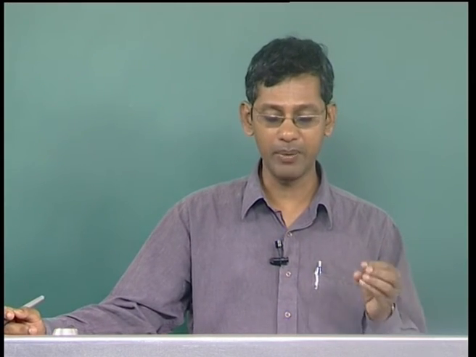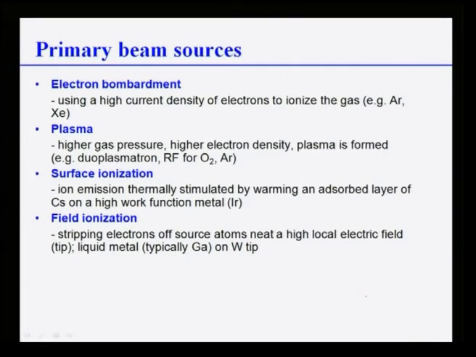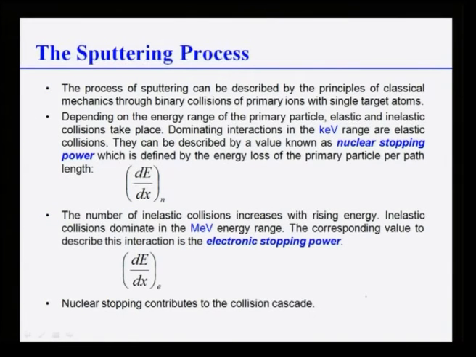For that you need a very fine tip, and this is what is done in atom probe, or you can have a liquid metal, typically gallium, on a tungsten tip. So any of these things can be used, other than that you can even use cesium and oxygen, as I said. Now, what is basically the sputtering process? All this is a collision cascade, but it's basically sputtering.